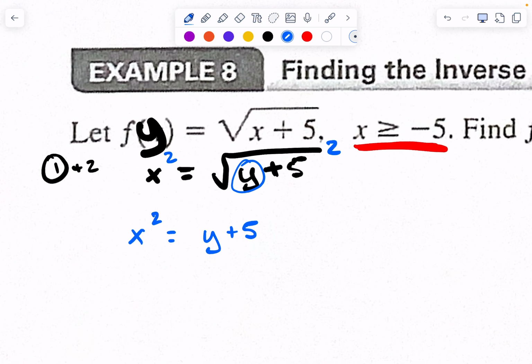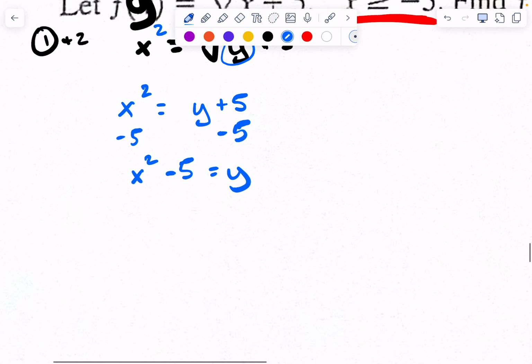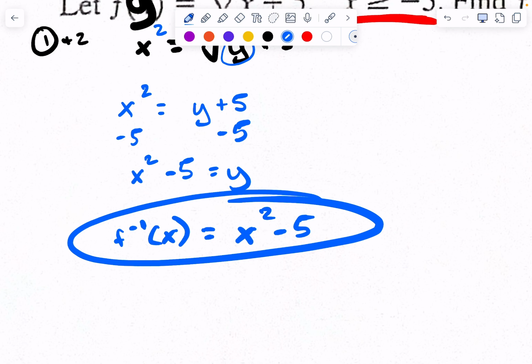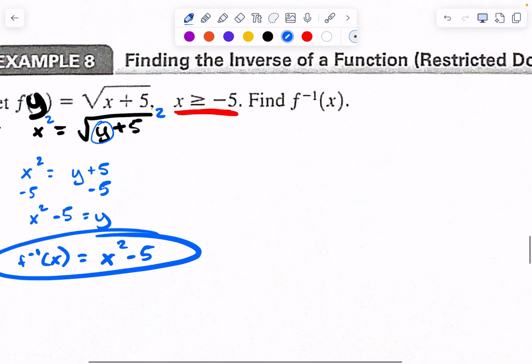Minus the 5. Minus the 5, so y is equal to x squared minus 5. Okay, and then I'm going to rename him. So f inverse of x equals x squared minus 5. Okay.